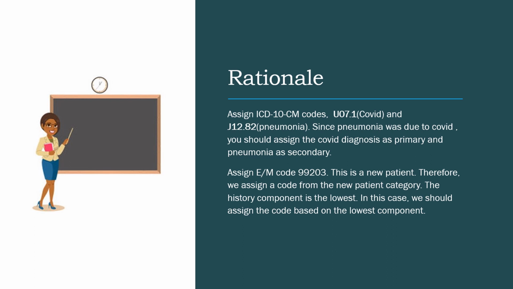Again, the patient is diagnosed with pneumonia due to COVID, so they had to have COVID first, or coronavirus first, in order for it to be associated with the pneumonia. So again, since pneumonia was due to COVID or coronavirus, you should assign the COVID diagnosis as primary and pneumonia as secondary. And then for our second category or grouping, which is our E&M code, we're going to assign 99203.